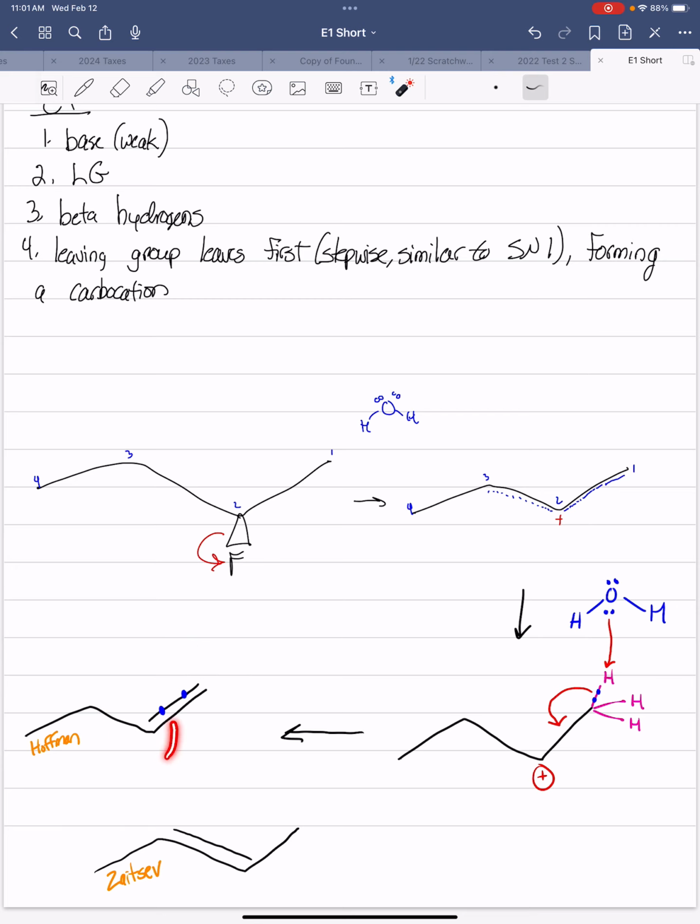So here you can see the pi bond, and those 2 blue electrons were the C to H bond over here in the previous step. We will usually observe 2 products, with our more substituted alkene being our Zaitsev product, and our less substituted alkene being our Hofmann product.